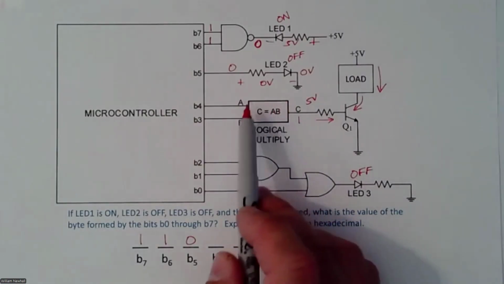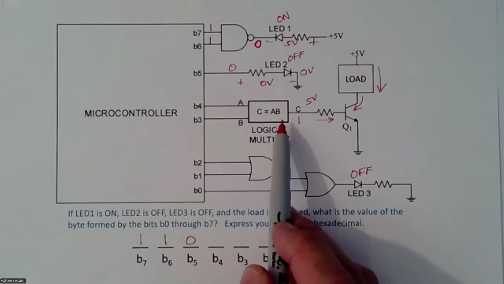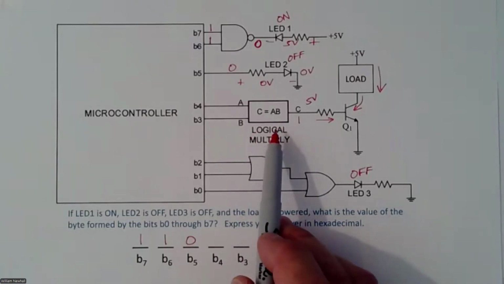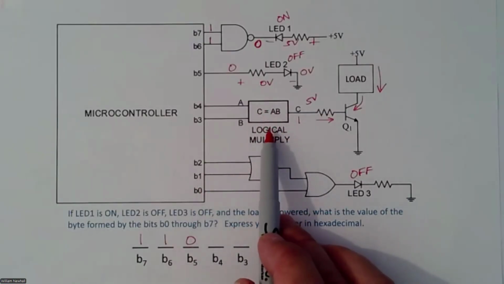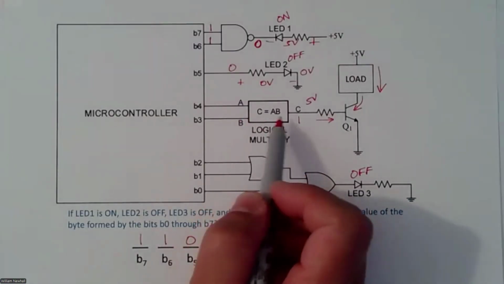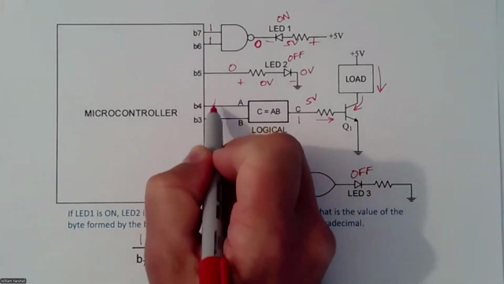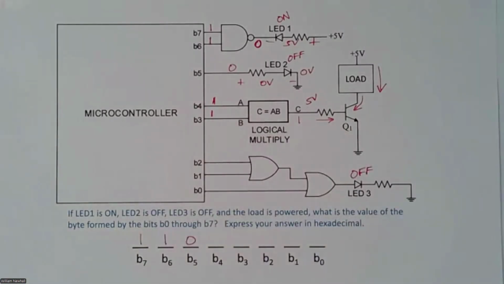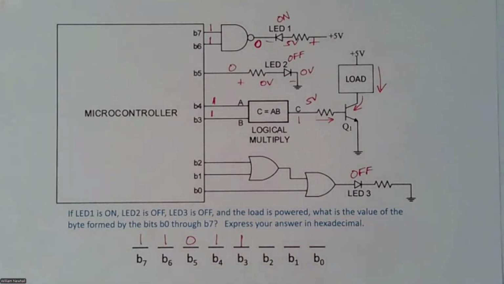Okay, this logic block is a logical multiply. So there's no logic gate drawn here, but since this is a logical multiply, we know it's an AND gate. An AND gate is a logical multiply, but for some reason, we express this as a multiplier, not an AND gate. Okay, so to have a 1 at the output of an AND gate, you need 1s at the inputs. Okay, so that's bit 4 and bit 3. So bit 4 is a 1, bit 3 is a 1. Okay, that takes care of all but 3 bits in this byte.